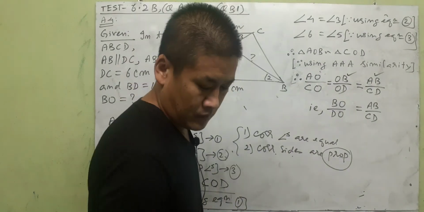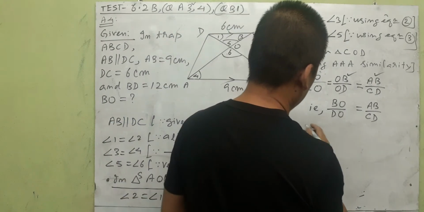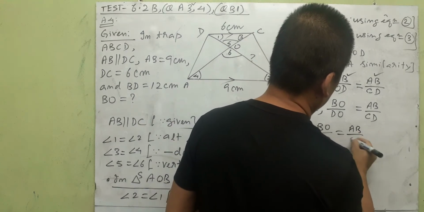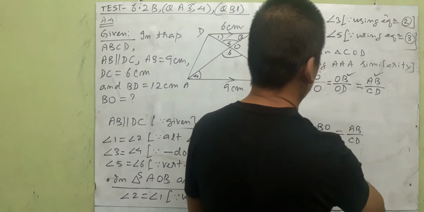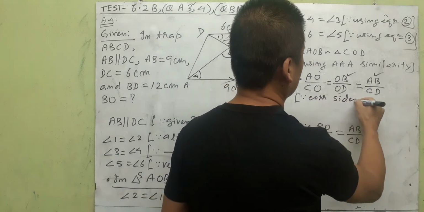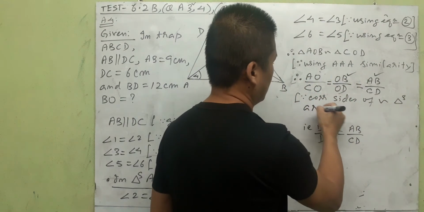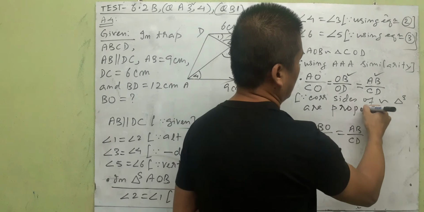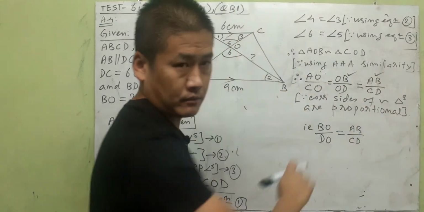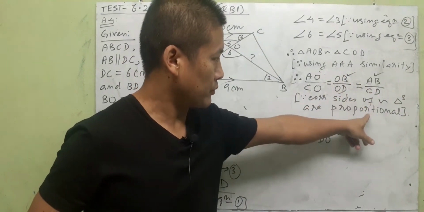So next, we're going to write here the reason for this. Just before that, you write like this, BO by DO equal to AB by CD. And before this, why you wrote this? This is very important to give reason, because we know corresponding sides of similar triangles are always proportional, and proportional means the ratios are equal. That's why we wrote these three ratios putting equal sign, because equal sign means proportional.